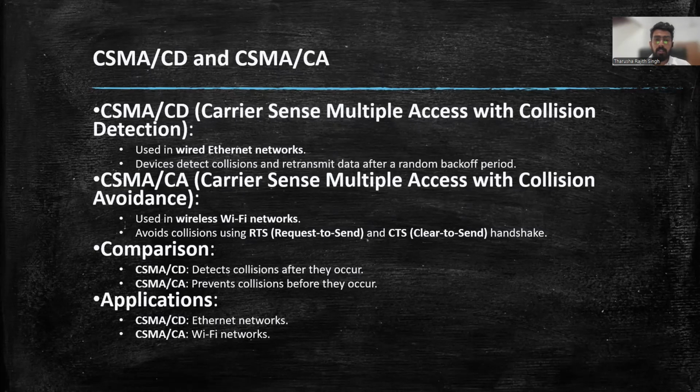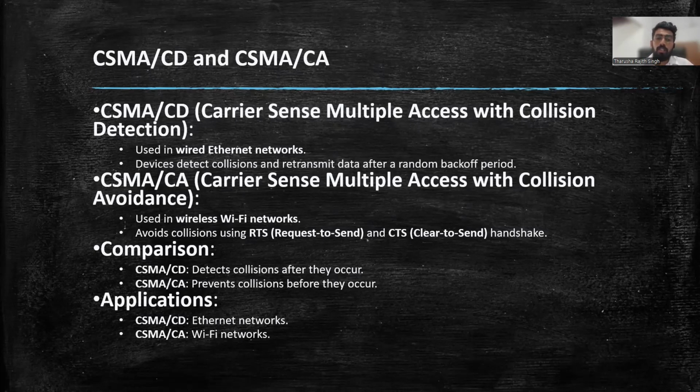Comparison of CSMA-CD and CSMA-CA. CSMA-CD detects collisions after they occur, and it's used in wired networks. But CSMA-CA prevents collisions before they occur, so it's used in wireless networks. Those are the main differences between CSMA-CD and CSMA-CA.